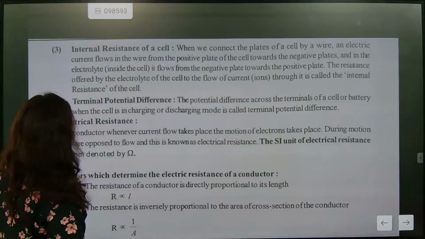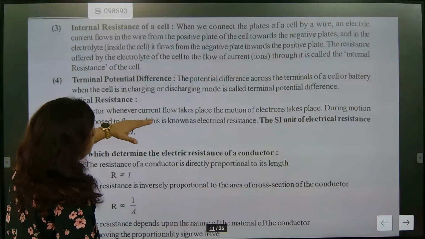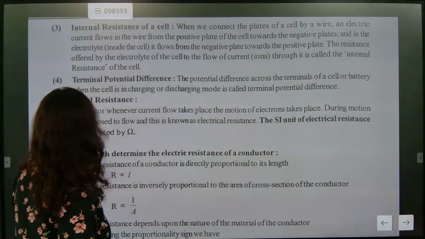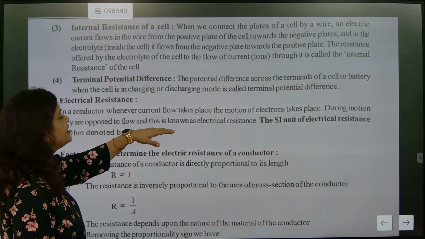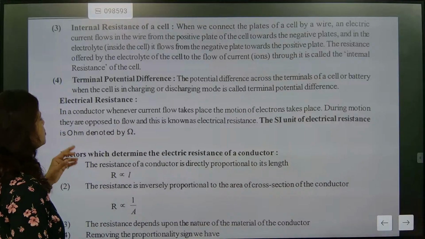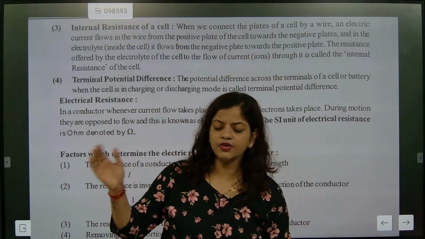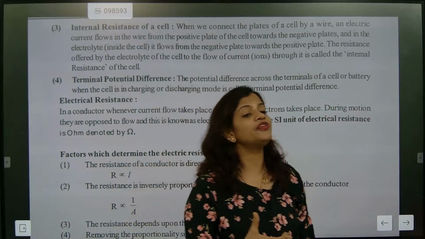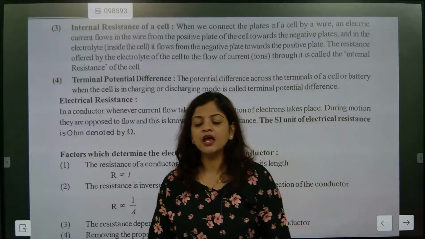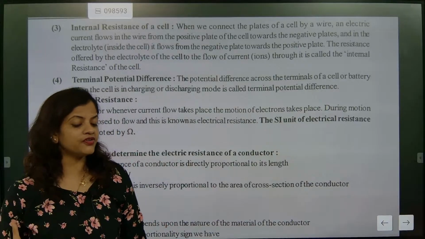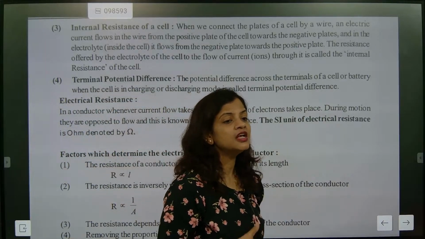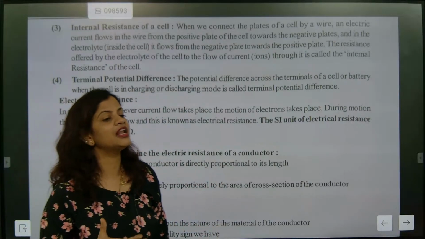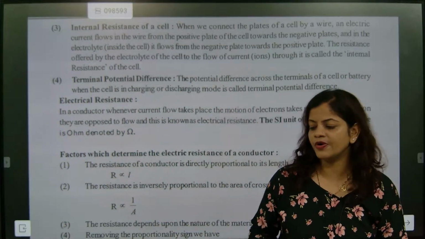Now look here, electrical resistance. In a conductor, whenever current flows, there is motion of electrons. During motion, they are opposed in their flow, and this is known as electrical resistance. Understood or not? When the electrons are trying to flow, what are they facing? Opposition. That opposition is electrical resistance. That is what I explained. The opposition is nothing but electrical resistance. I hope everybody has understood.